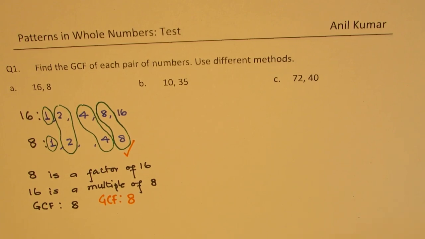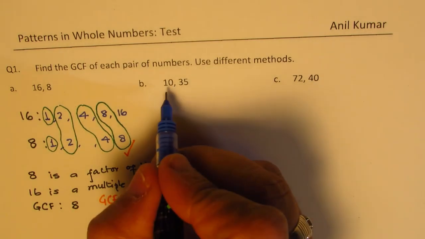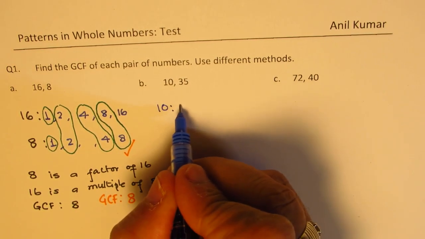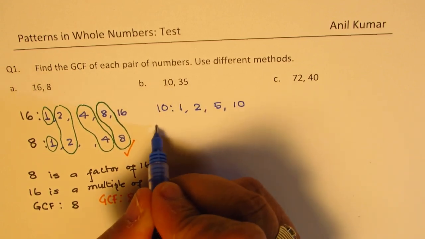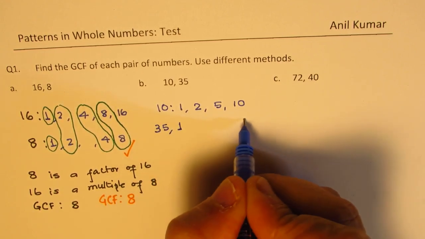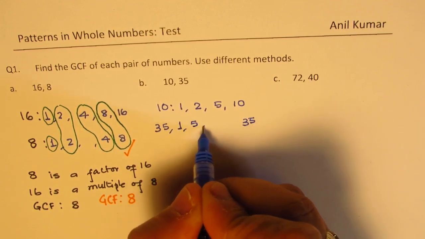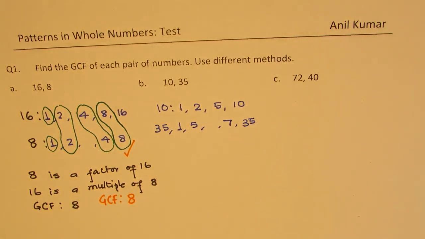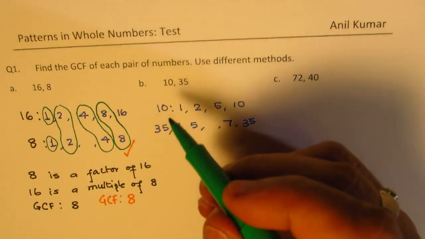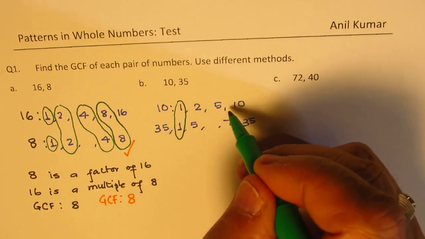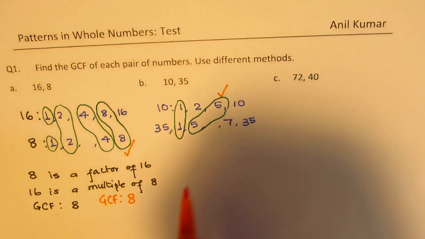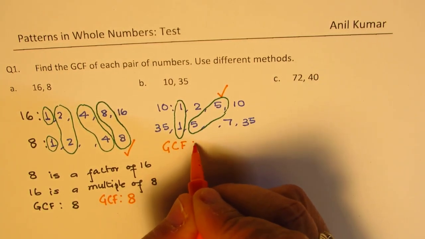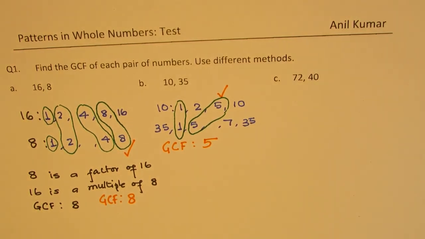So now let's look into the factors of 10 and 35. As far as 10 is concerned, the factors of 10 are, we know 1 times 10 is 10, and then we know 2 times 5 is 10. As far as 35 is concerned, 1 times 35 is 35, and 5 times 7 is also 35. So if you match this, what we see is 1 is always a common factor, correct? And the other common factor is 5. So these are the 2 common factors, out of which 5 is the greatest common factor. Correct? So this time we did this using the second method.